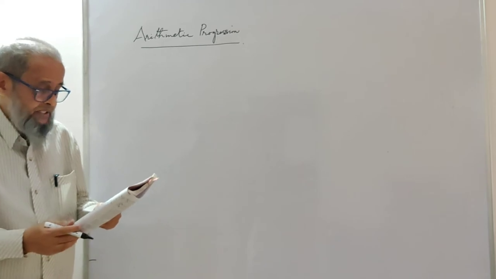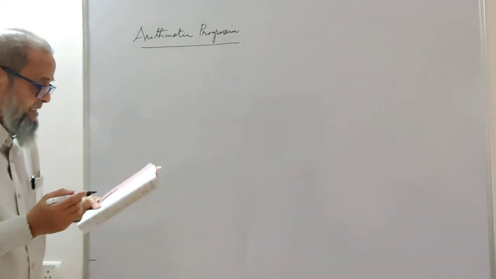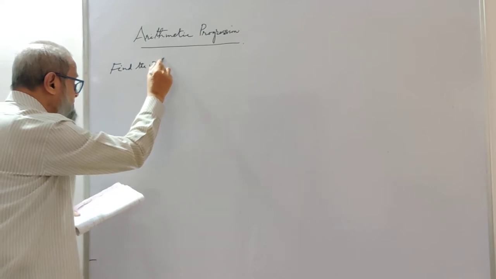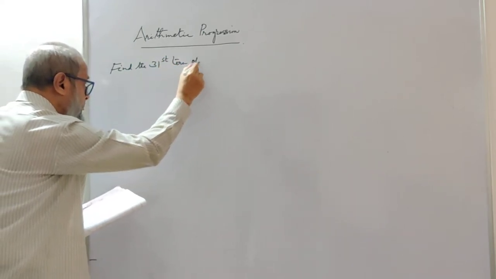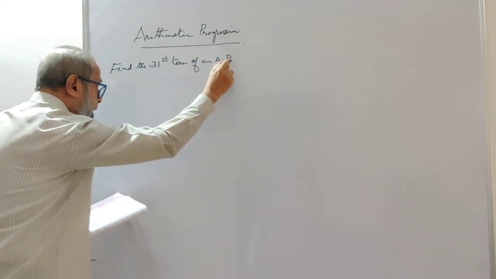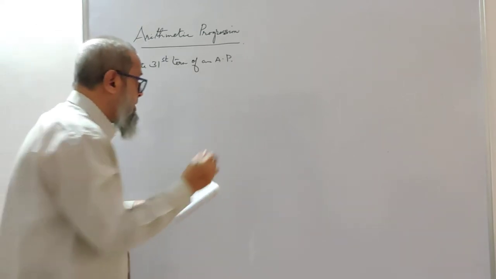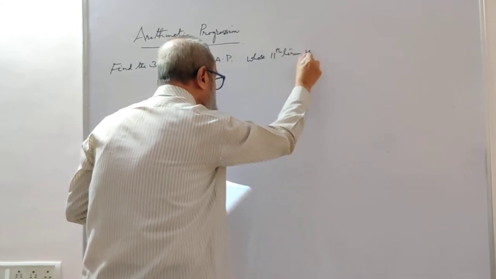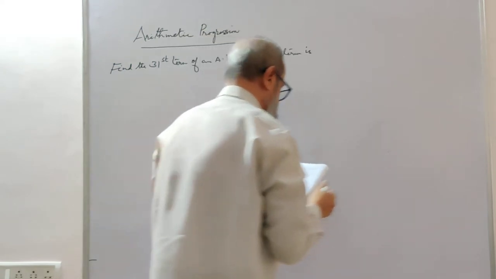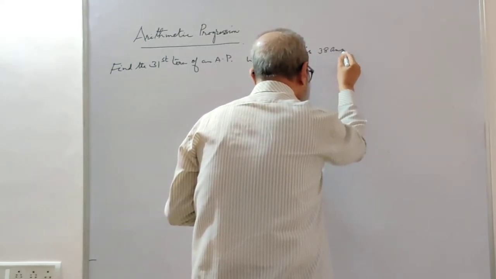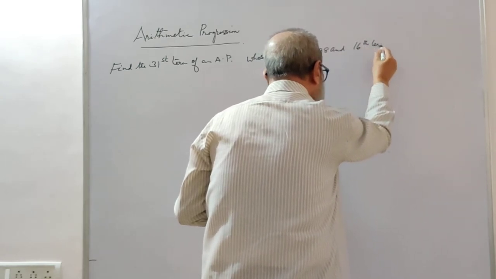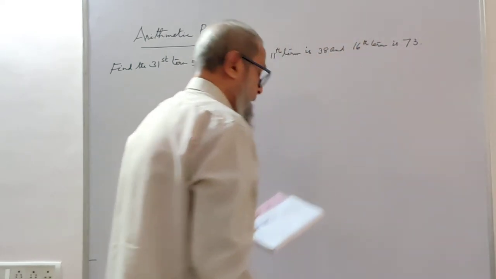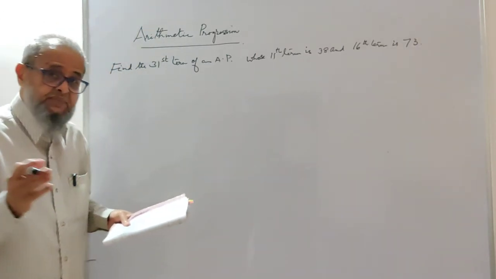Now I am taking one more problem. The problem is like this. Find the 31st term of an AP whose 11th term is 38 and 16th term is 73. Now, this problem is slightly different from the previous problem.